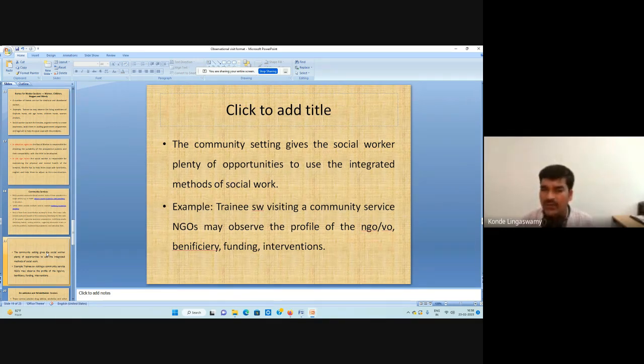In that situation, we can see plenty of opportunities to use the integrated methods of social work.